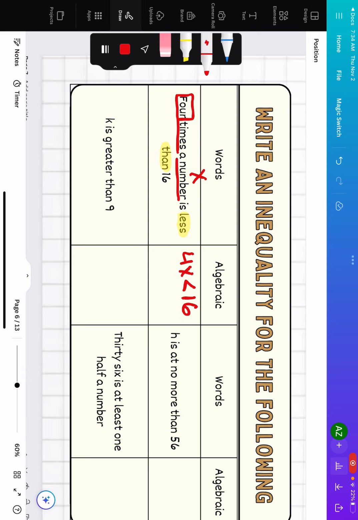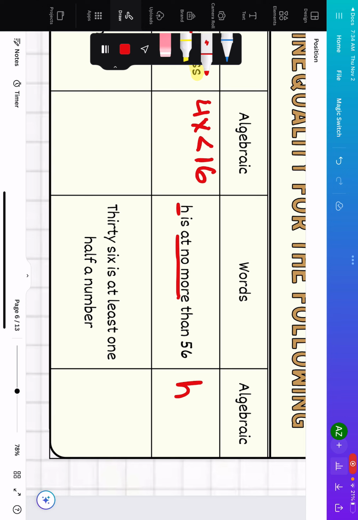Another one here. H is at no more than. So again, less than or equal to 56.